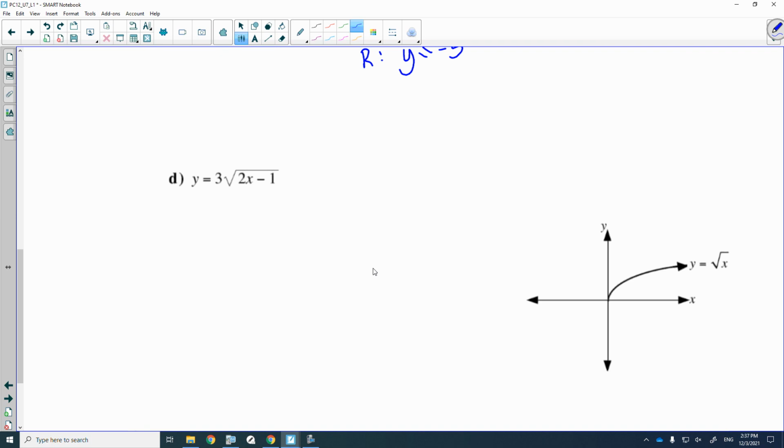Okay, for D, a few things we have to do. Remember that this is going to be your b value, but your b value must always be factored out, and the b value hasn't been factored out here. I would have to factor out that 2. If I factor out the 2, what I would get would be my b value of 2, and then I would have x minus 1/2. That would be my new transformed equation.